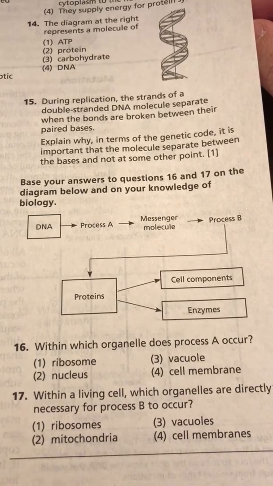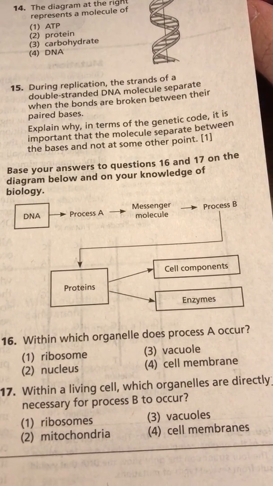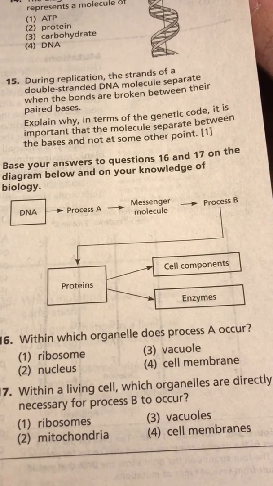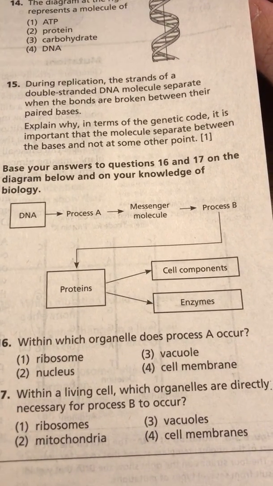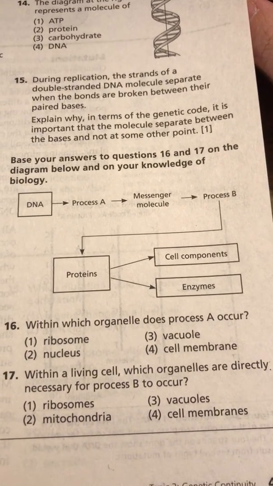Number 15. During replication, the strands of a double-stranded DNA molecule separate when the bonds are broken between their paired bases. Explain why, in terms of the genetic code, it is important that the molecules separate between the bases and are not at some other point.